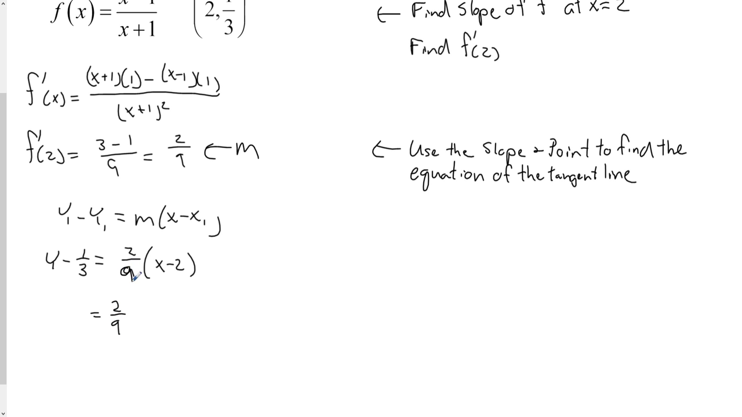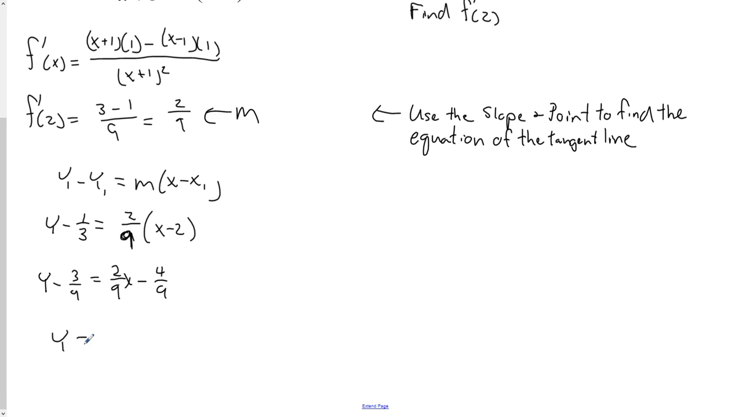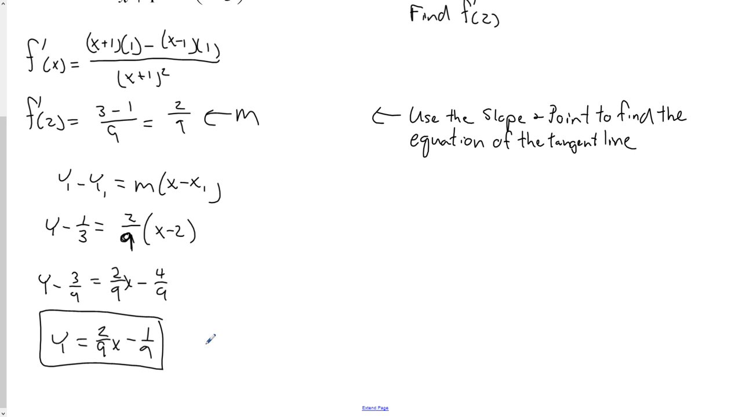2/9, and that looks more like an A. Let's see if I can be a little, yeah, that's a little bit better. It's going to be 2/9 x minus 4/9. Now I'll have y, but I need to change this to ninths so that I can add it to both sides. So this is going to change it to ninths, it's going to be 3/9. And then when I add it to both sides, I'll get y equals 2/9 x minus 1/9. And that is the equation of my tangent line, which is the answer to part A.